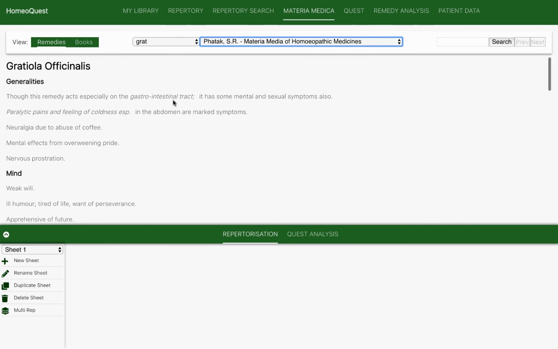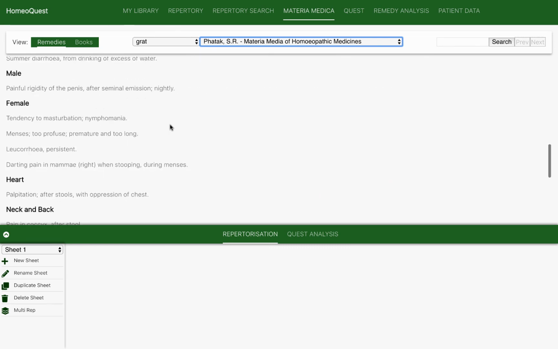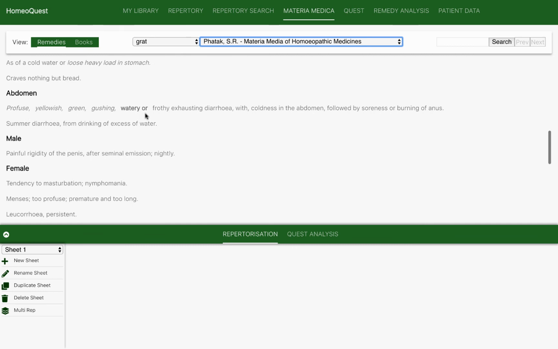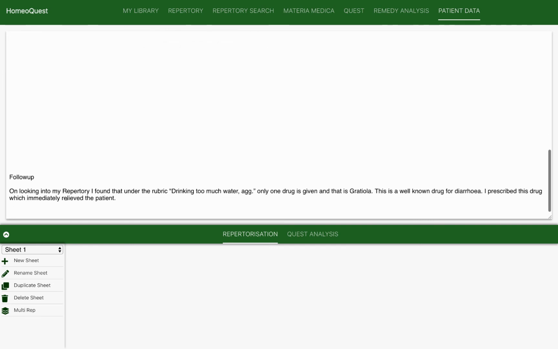This remedy especially acts on the GIT. And what do they have here within the GIT? Profuse yellow gushing with coldness in the abdomen, summer diarrhea from drinking of excess of water. So this is where we have our information. Let's see what this patient got. On looking into my repertory, I found drinking water too much aggravates. Only one drug, and that is gratiola. So he has it in his repertory in a different form.